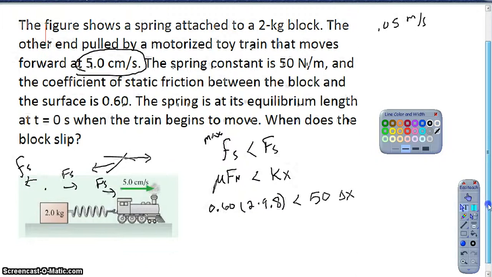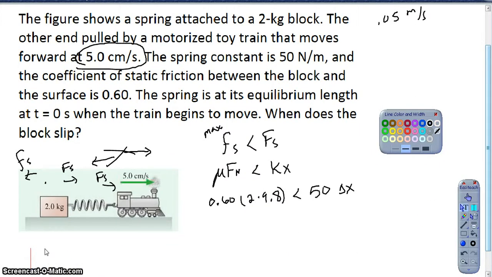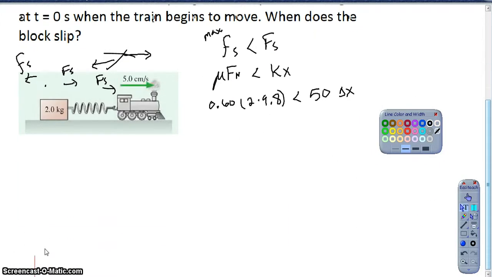So then I can solve for delta x, and then once I do that, since I know it's moving at a constant velocity, I can find out how long it's going to take to slip. So in solving for delta x, what this tells me is delta x has to be greater than 0.235 meters. So once it's greater than 0.235 meters, that's when it's going to slip.